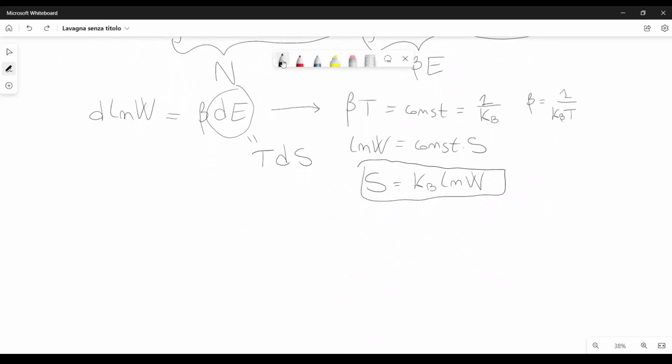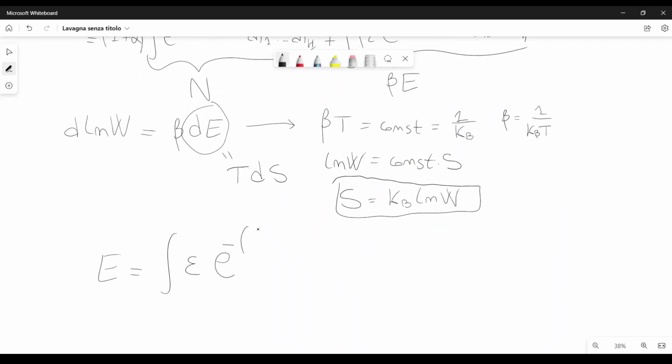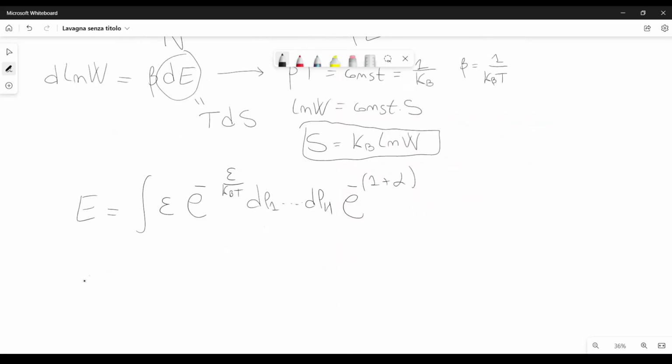So the expression for the total energy E should be written as the integral of the energy of the single particle times exponential to the minus, and remember, we have 1 plus alpha plus beta epsilon, so we have epsilon over k Boltzmann T, and we also have 1 plus alpha. Let me rewrite it like this. Outside the integral I can write e to the minus (1 plus alpha), that's just a constant, but the rest is not a constant because we have epsilon, and we have to integrate over the state variables dp1 ... dph. And the total number of particles is given by the integral of e to the minus epsilon over k Boltzmann T dp1 ... dph times e to the minus (1 plus alpha).